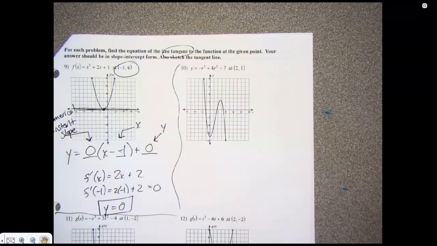Try to think about why you're doing what you're doing. It's really easy to just look at the previous problem and repeat those steps, right? But try to sink it into your brain that you're finding the tangent line. Here's the process to find a tangent line. You'll be finding tangent lines all year long. This is one of the main things.